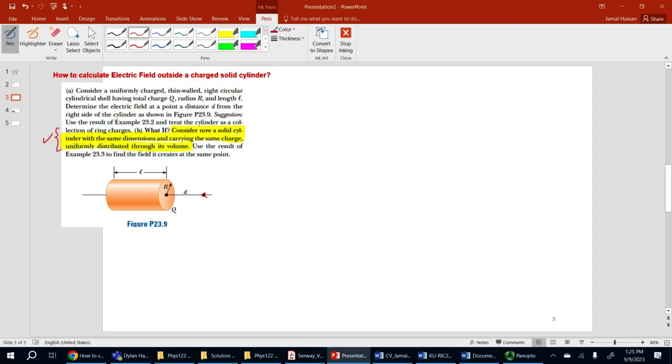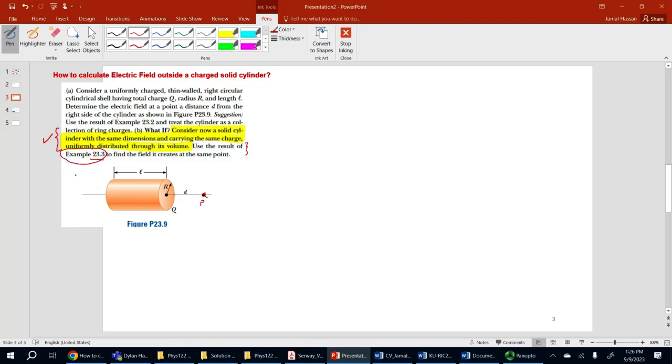Consider now a solid cylinder with the same dimensions as before, and we have the same charge uniformly distributed through its volume. And there is a hint from the question. It tells us to use the result of example 23.3, which I'm going to explain, to find the electric field created at this point here. It's called point P.